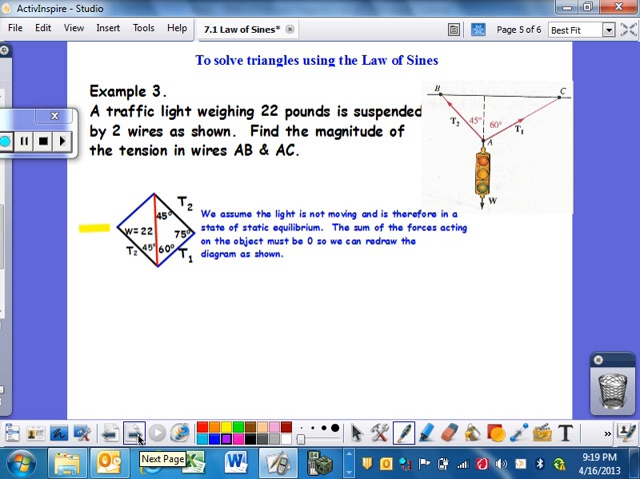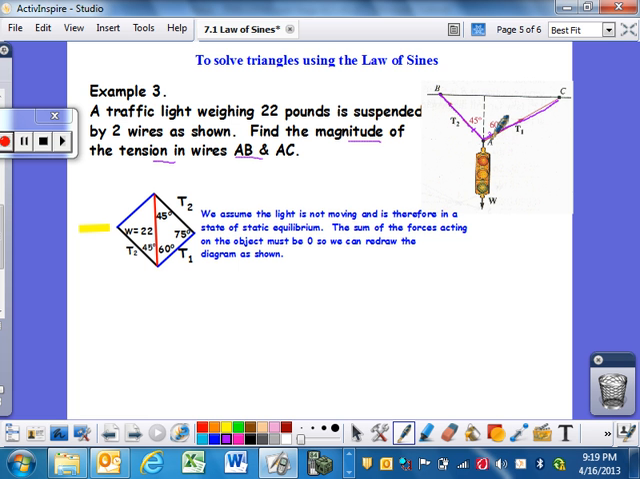But let's say a traffic light that weighs 22 pounds is suspended by 2 wires as shown. So basically we have 2 wires holding this traffic light off the pole up on the top. Alright, and it says find the magnitude of the tension of the wires AB and AC. So basically we want to find the tension in this wire and the tension in that wire. So we label them T1 and T2 already. There are some angles in here that have already been shown.